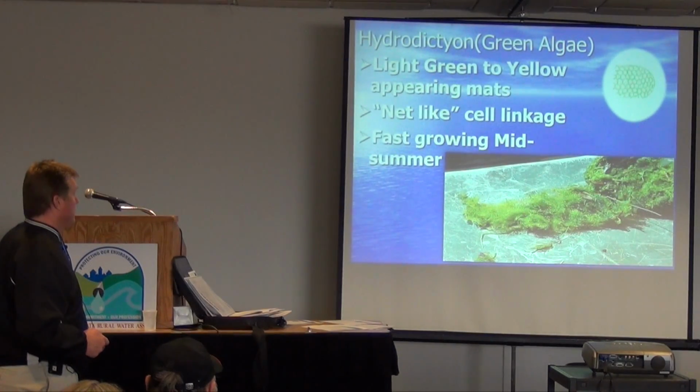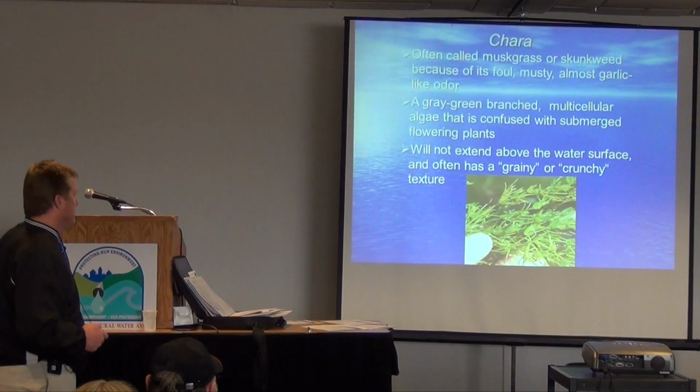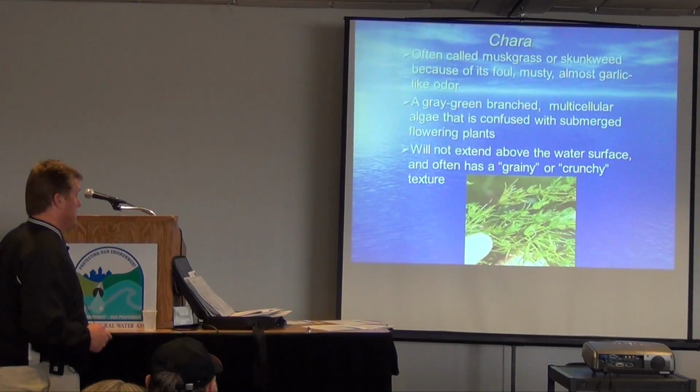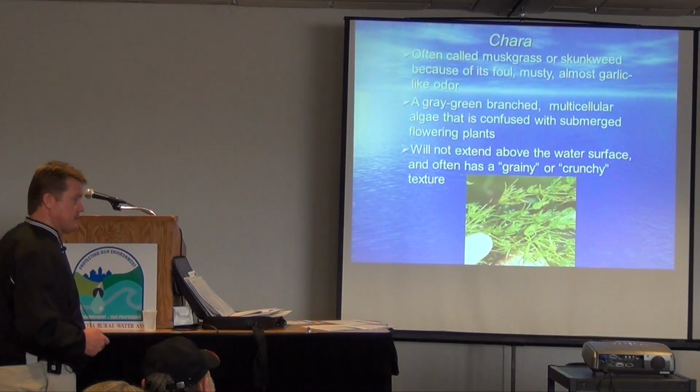Here's another, a higher form of algae, a green algae. This has got more of a form to it. It's kind of got a net-like structure. That's typically not a problem in what we're looking at. Same with Chara. It's a higher form of algae. It's more of a plant type. Again, not a real problem generally as far as TSS or anything like that.